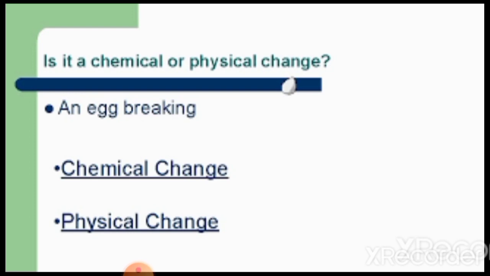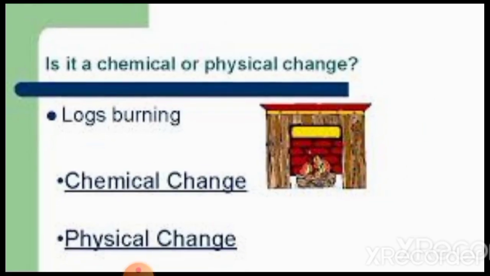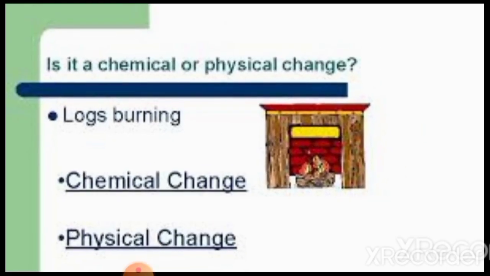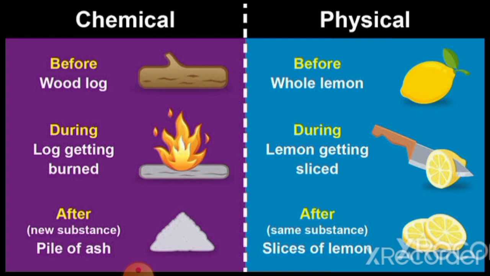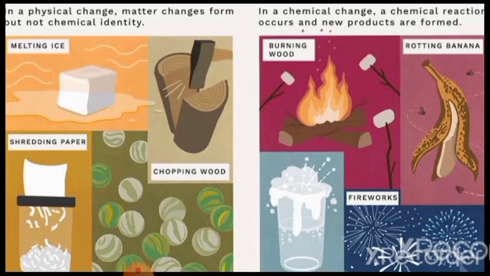But what happens when a log of wood is burnt in fire? It is a chemical change because the wood turns into ash, forming a new substance. So it is important to know that before you burn the wood, it is wood, but after burning, it forms ash. So that is a chemical change. But a lemon will continue to remain a lemon even after slicing it.